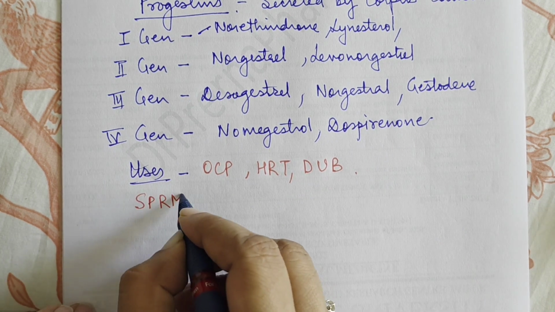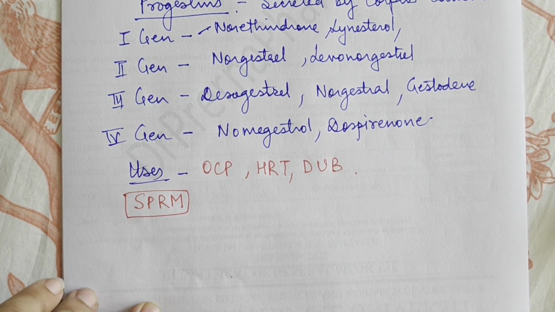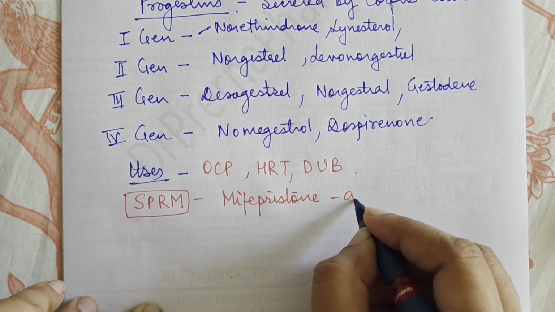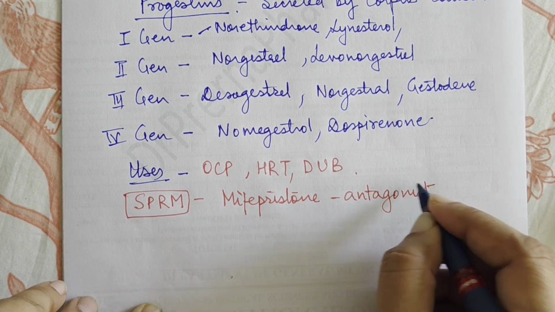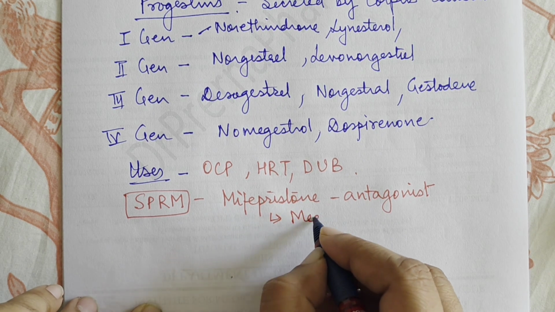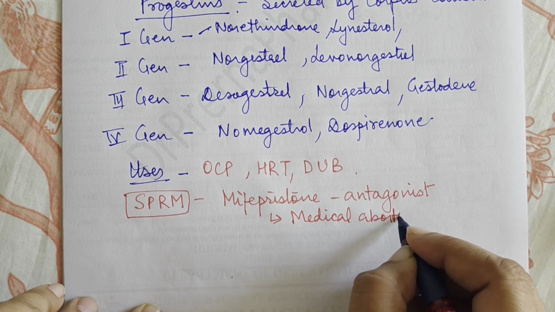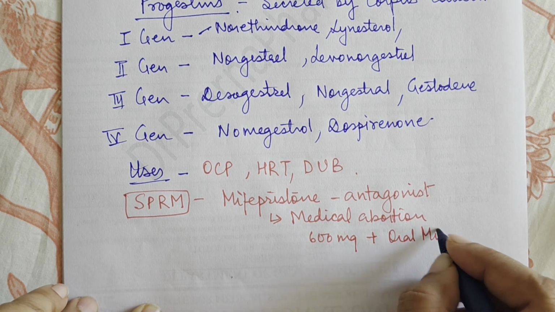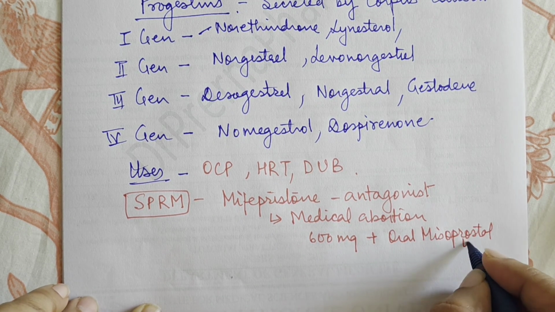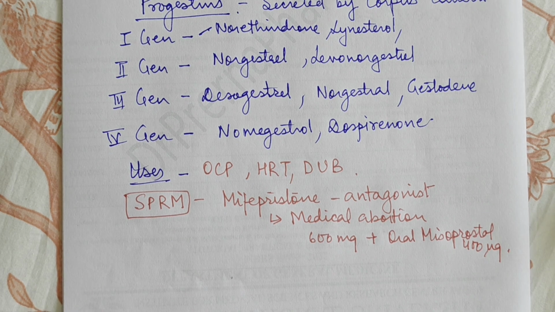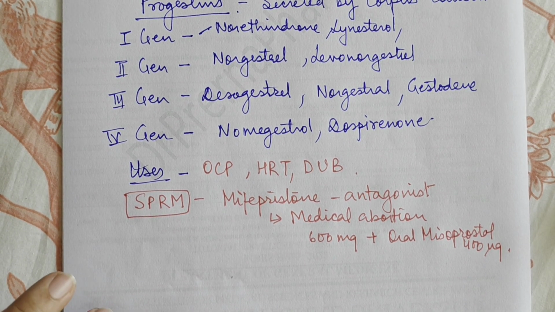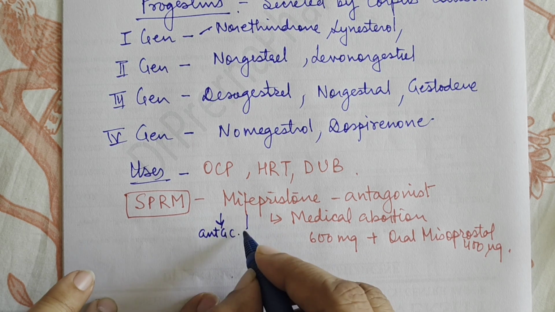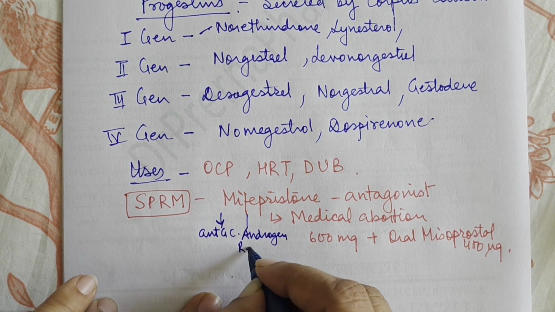Then there is a term, just like SERM, there is SPRM, that is selective progesterone receptor modulator. In this we have the drug mifepristone. Now mifepristone is a pure progesterone antagonist, right? It is used in medical abortion. There is a dose of 600 milligram of mifepristone plus oral misoprostol, which is a prostaglandin E1 analogue, 400 microgram. So this dose is found to be effective in MTP, medical abortion. Okay, so this is mifepristone. It also has anti-glucocorticoid action, and it also has androgen receptor blocker action.